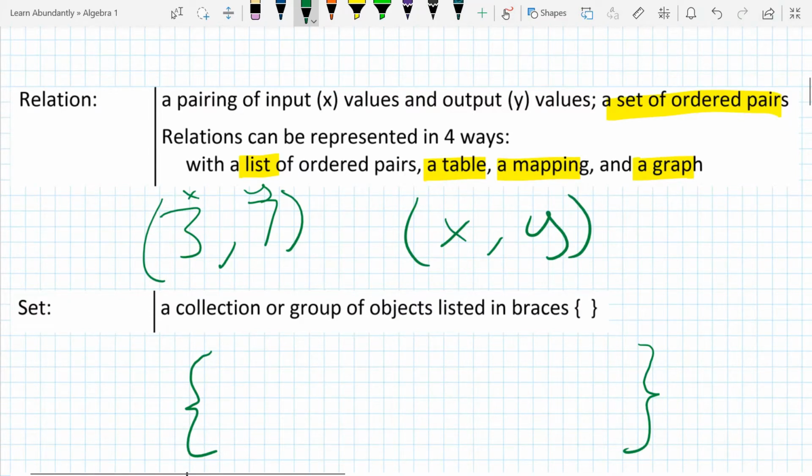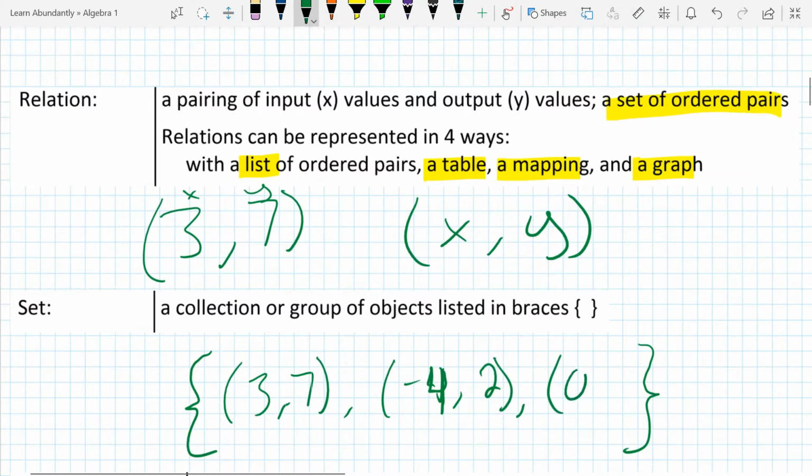So let's say we wanted a list of points. (3, 7) could be one, but maybe we have another one. Maybe we have (-4, 2), and a third point at (0, 2). And those would be a set because it makes a collection. I'm telling you not just that those are 3 points with x's and y's, but also that they are a set because I group them together with curly braces.